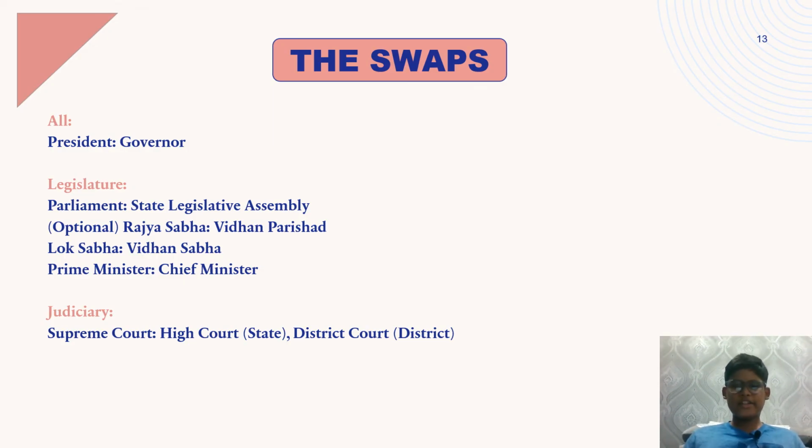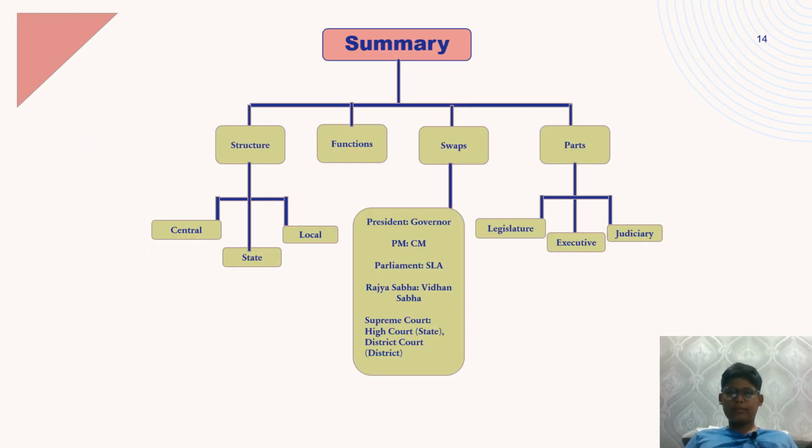So, in the judiciary, I told you that the Supreme Court works at the central level. Well, who works at the state level and who works at the district level? The High Court works at the state level and the District Court works at the district level. So, here's the quick summary I was talking about earlier. Quickly take a screenshot and we shall proceed to the end.